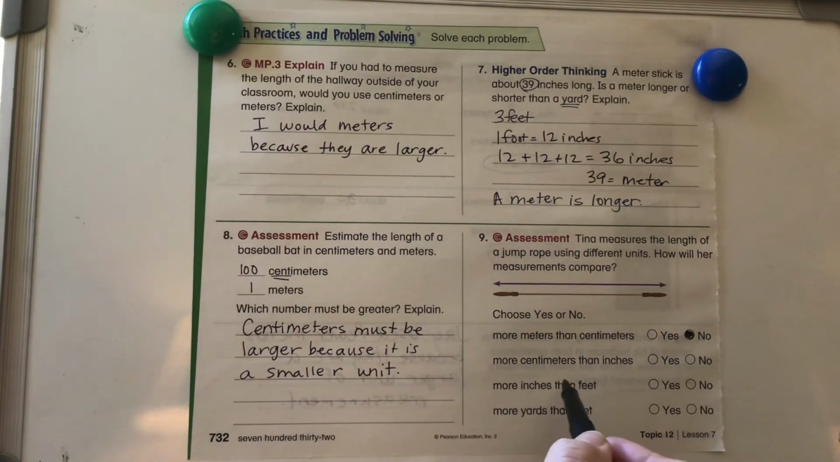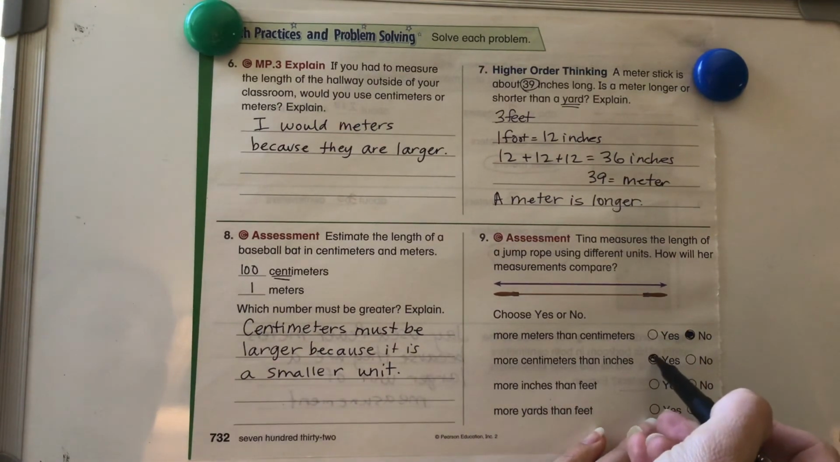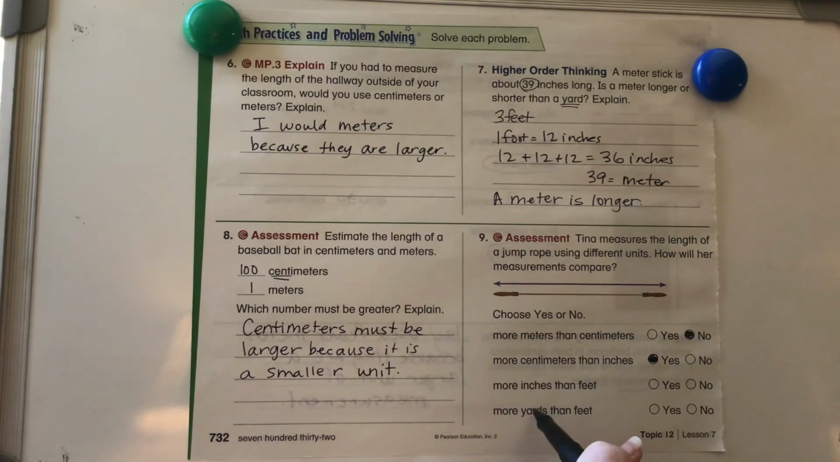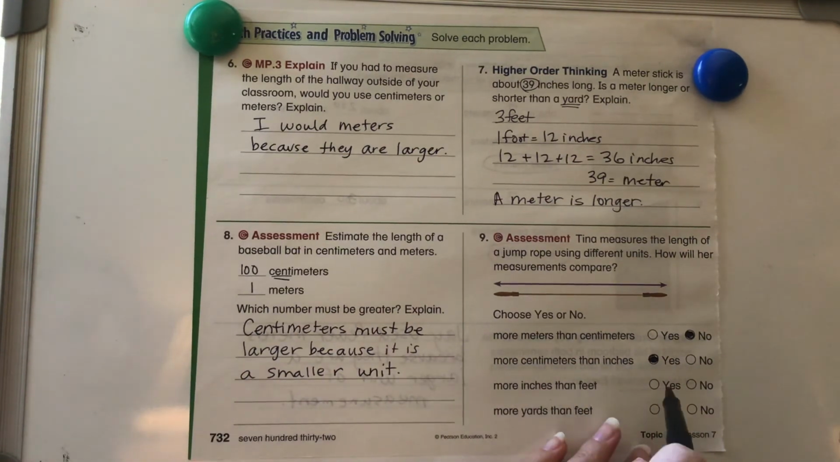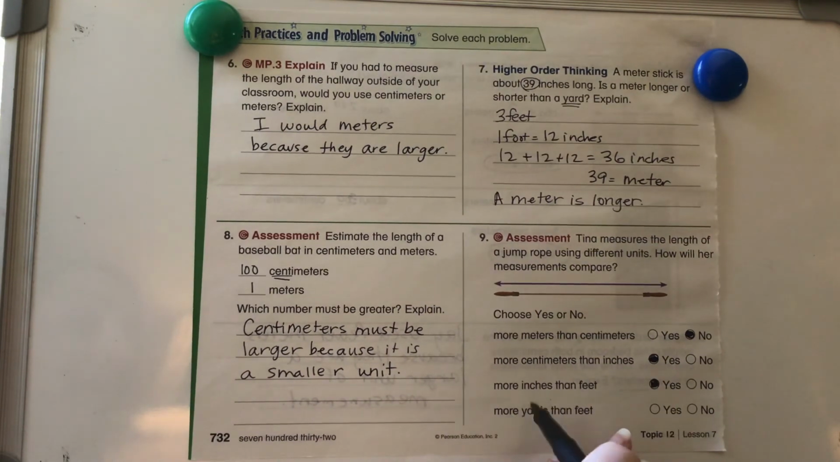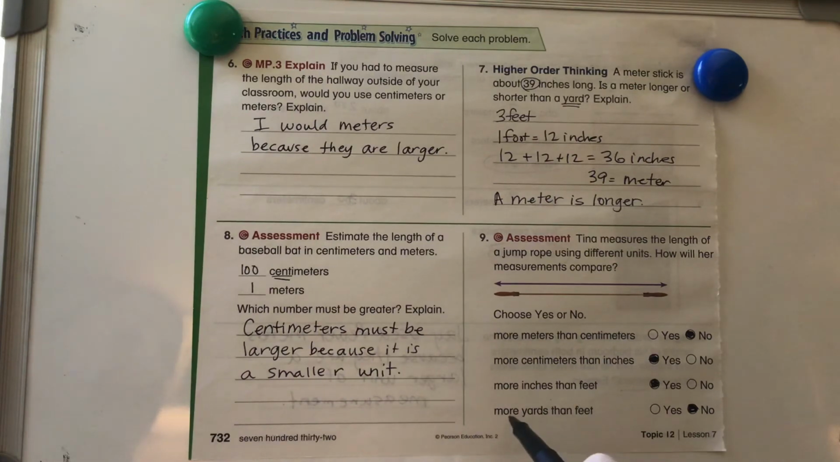More centimeters than inches. Yes, because centimeters are still smaller than inches. More inches than feet. Yes, because she would have more inches. Feet are bigger than inches. And more yards than feet. No, that wouldn't be right because she would have less yards because feet are smaller than yards. All right, great job, everybody.